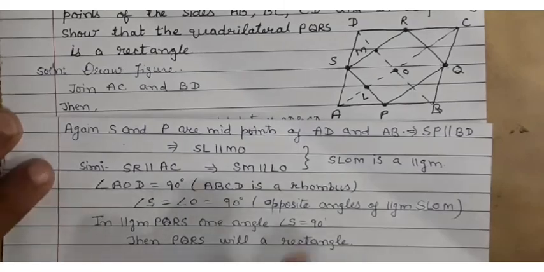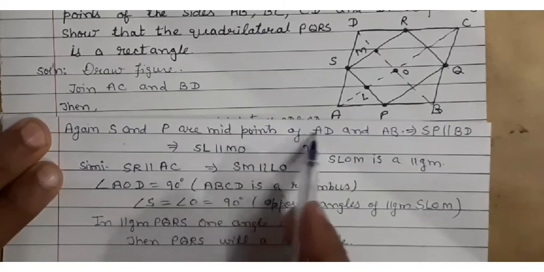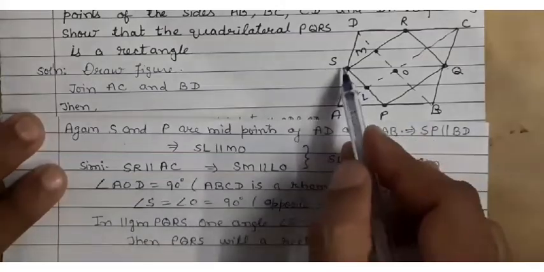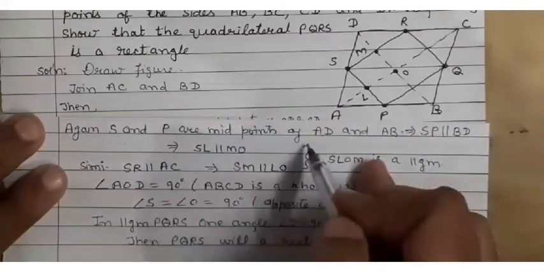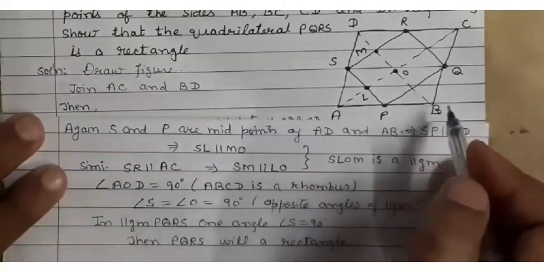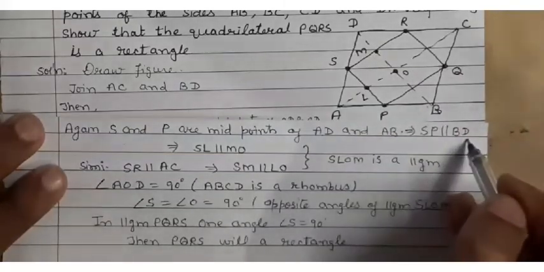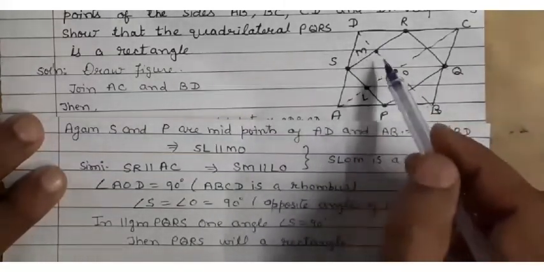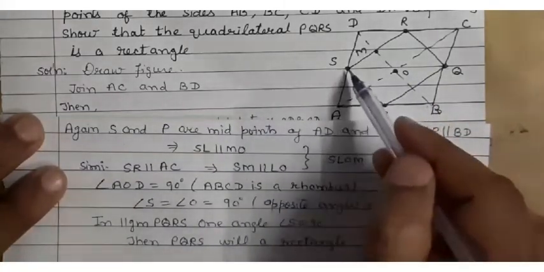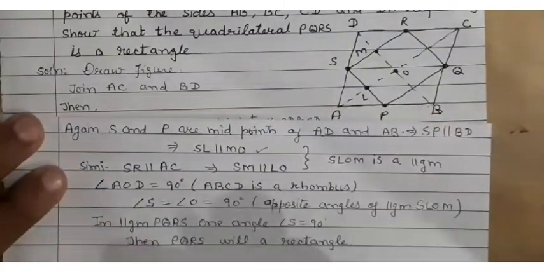What is the meaning? Again, what is given here? S and P are the midpoints of AD and AB. Then definitely SP is parallel to BD. If SP is parallel to BD, so what I can say, SL is parallel to MO. This is SL is parallel to MO.